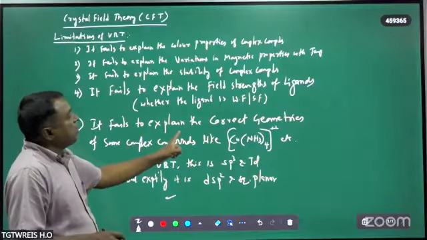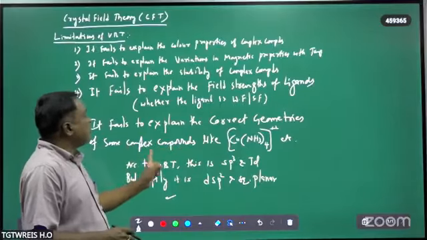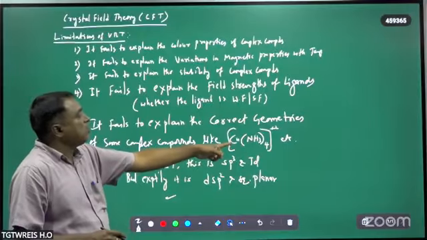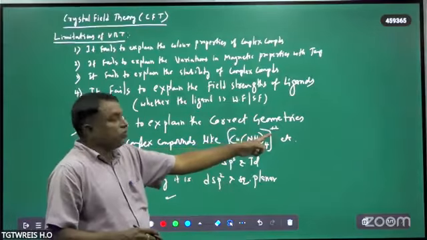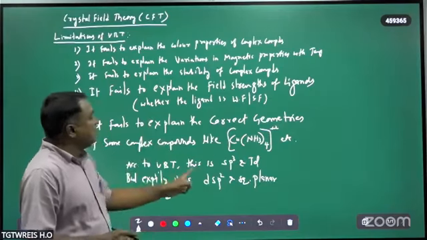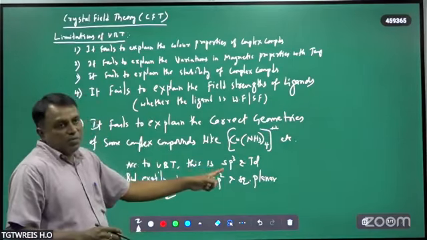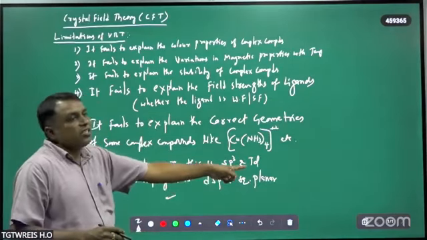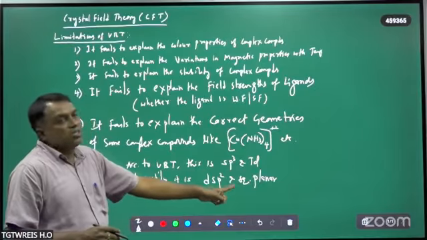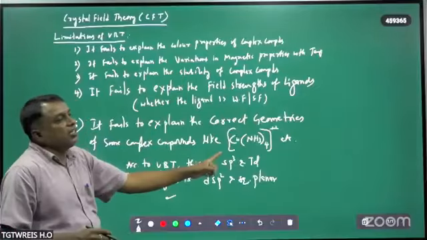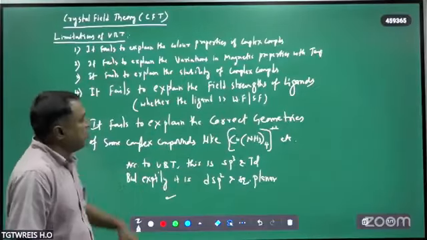It fails to explain the correct geometries of some complex compounds, like this copper complex [Cu(NH3)4]2+. According to VBT, this is sp3 hybridized with tetrahedral geometry, but experimentally it is dsp2 and square planar. Therefore, all these are the demerits of valence bond theory.